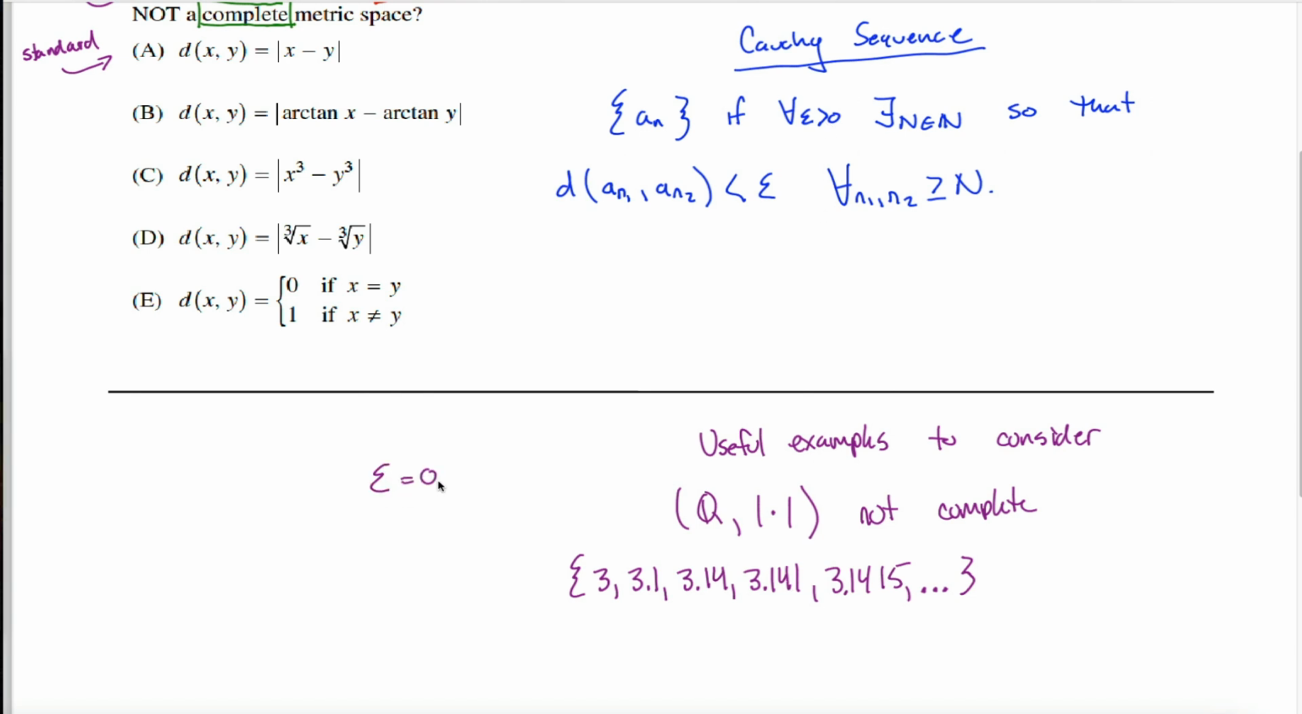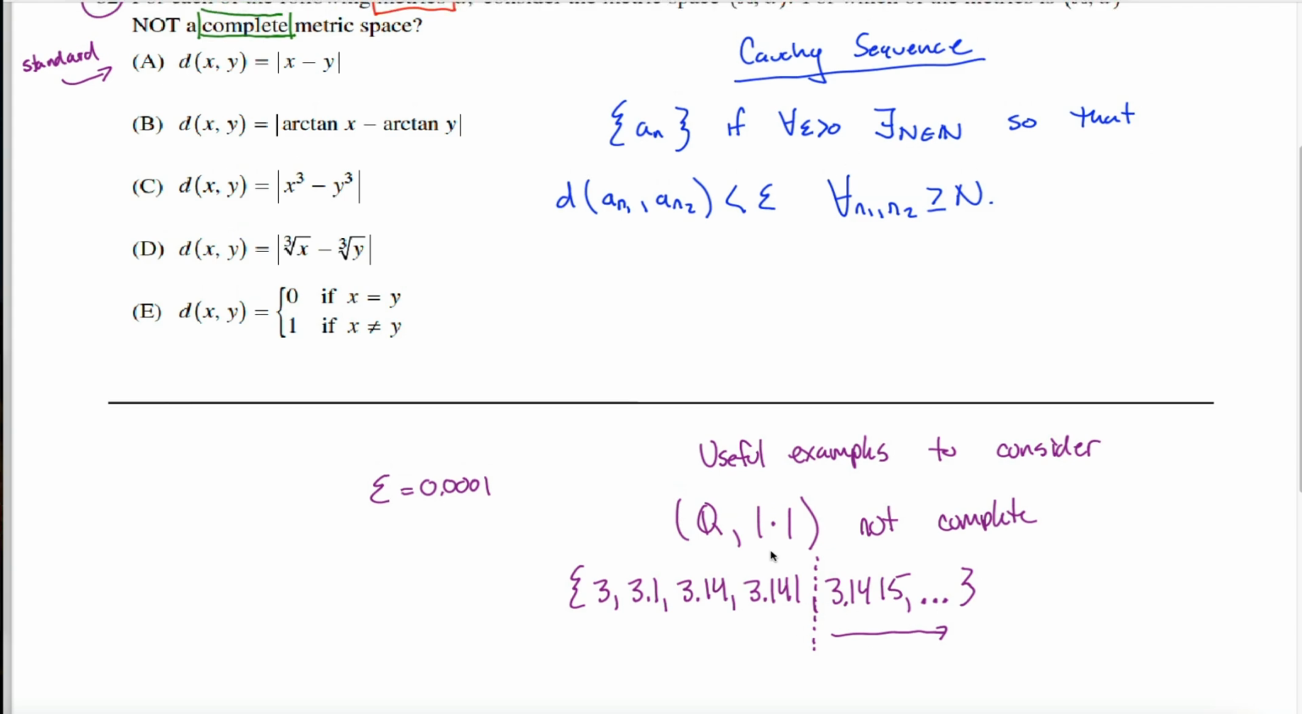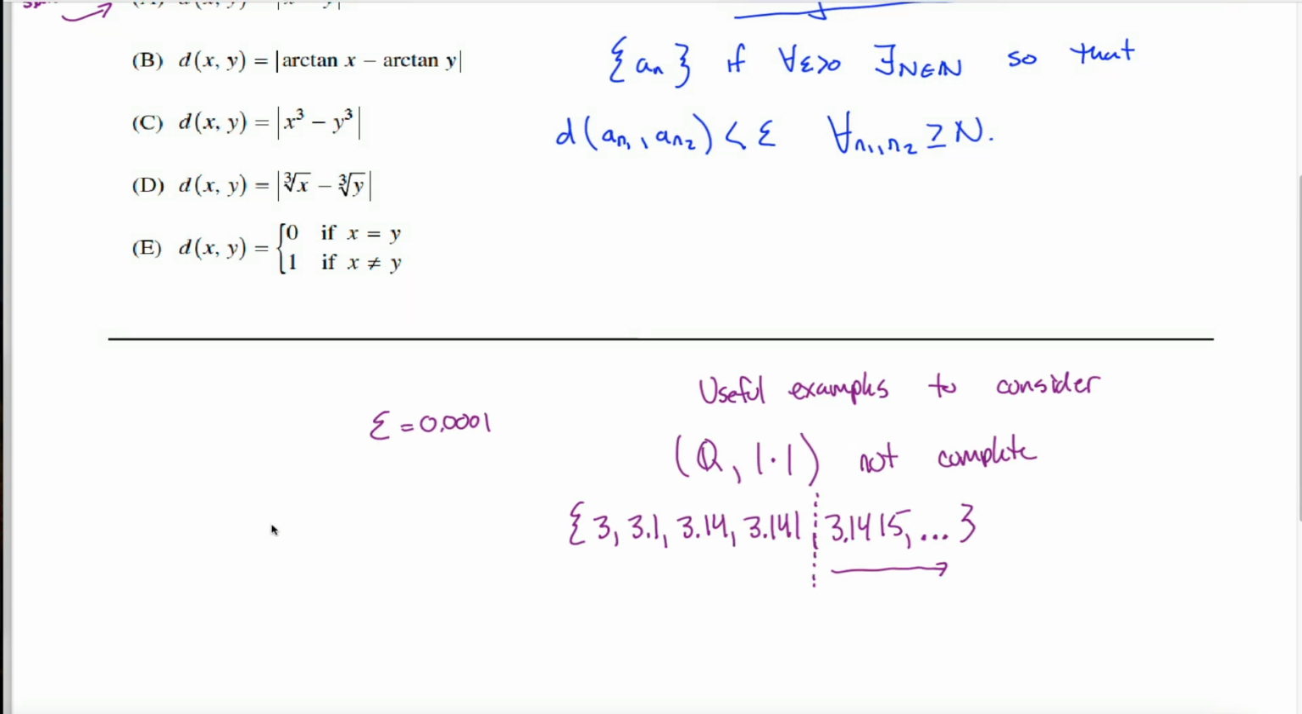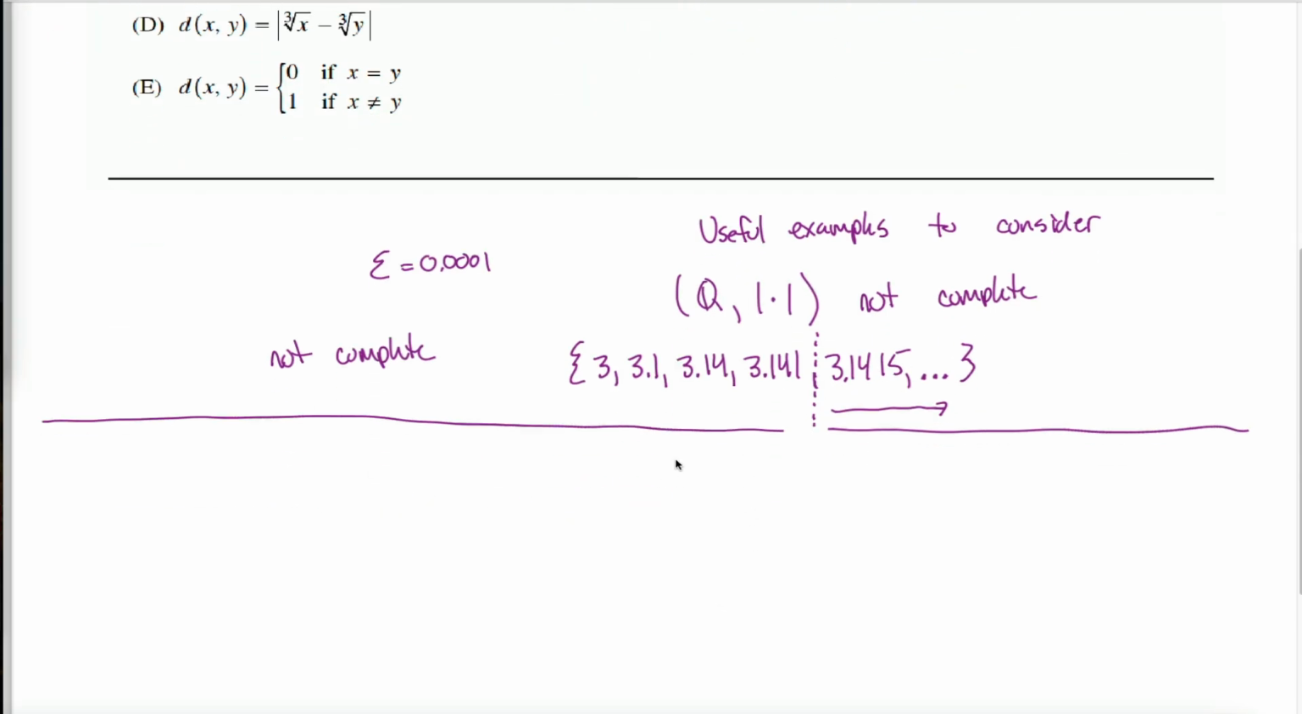Think, 0.0001, sure. And I can find some point, right here, so that any terms after this point in the sequence will be within this amount of each other. So this Cauchy sequence in this metric space would be a counterexample showing us that this metric space is not complete. Maybe one more counterexample.